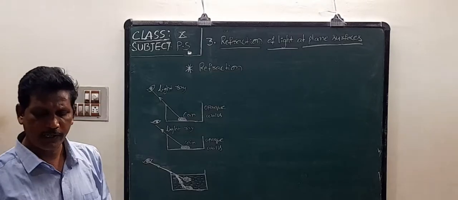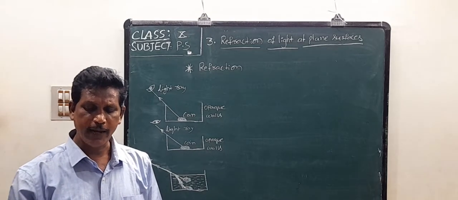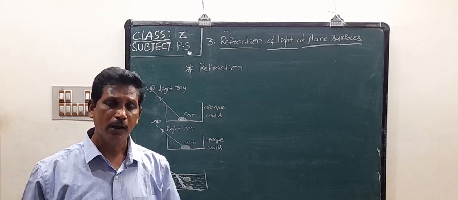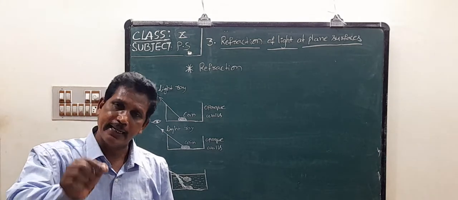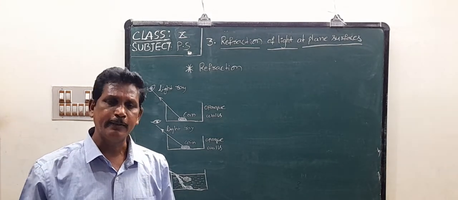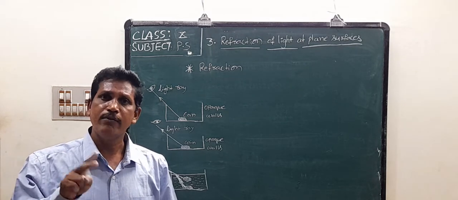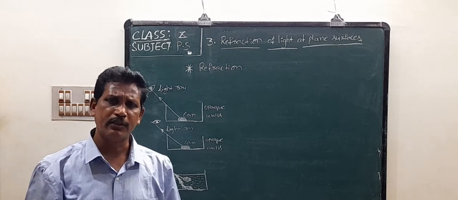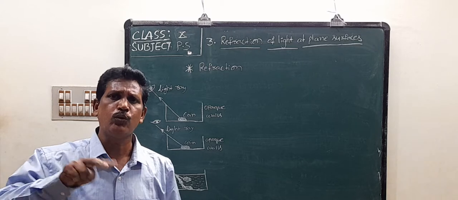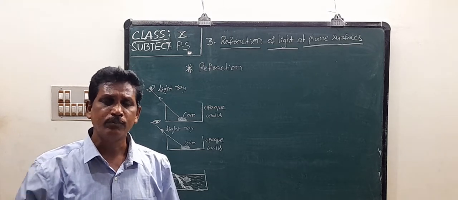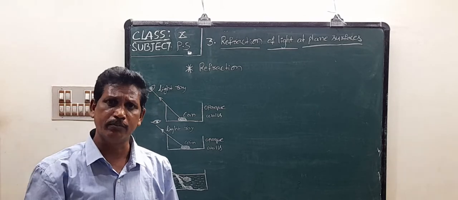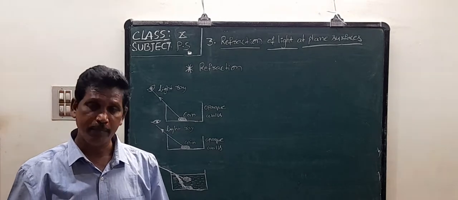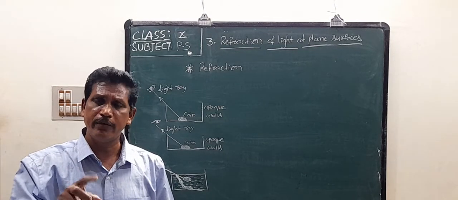See the textbook page number 45. The above questions can be answered by Fermat's principle. Fermat's principle states that light ray always travels between two points. Between two points means the ray travels in air, which is called the rarer medium. That is one point. The air enters into the water, the other medium, the denser medium. The light ray always travels between any two points.